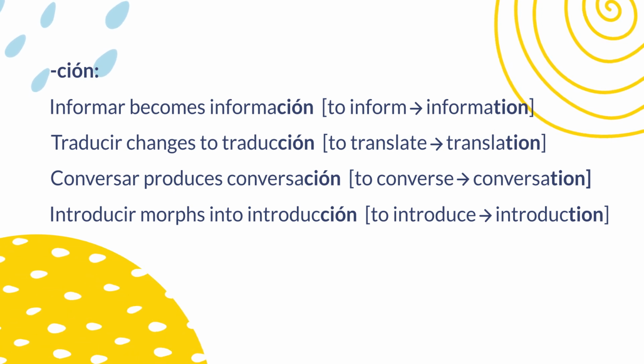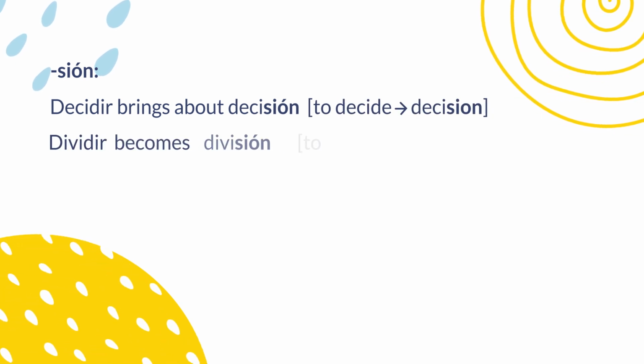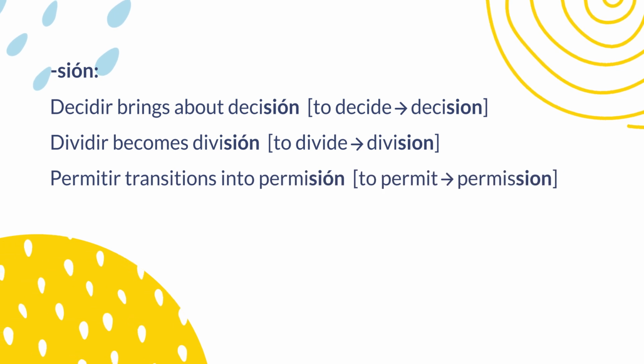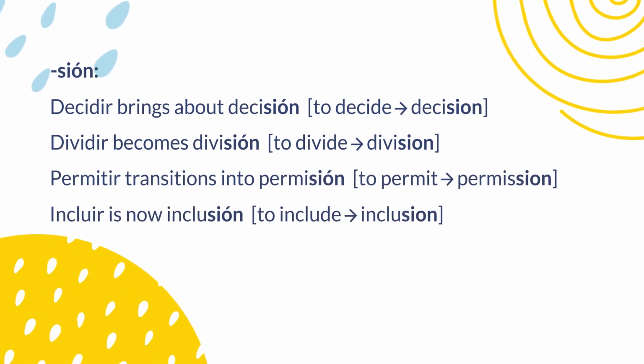And now, how about some examples with -sión? Decidir brings about decisión. Dividir becomes división. Permitir transitions into permisión. And incluir is now inclusión.